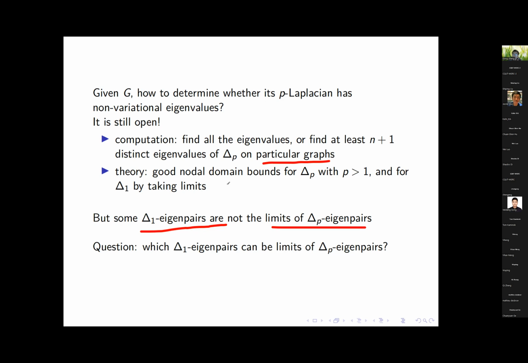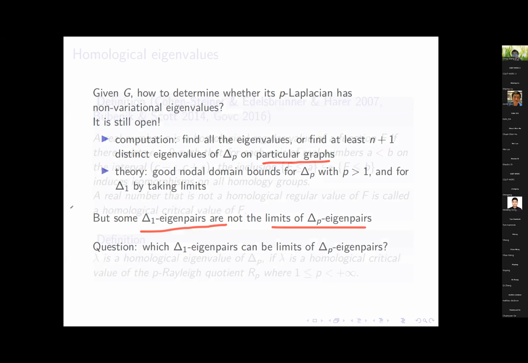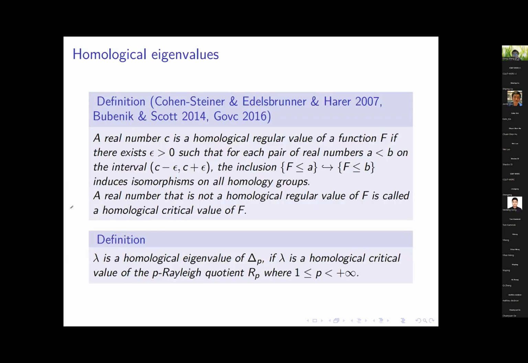And so let's say the homological eigenvalues. Basically, homological eigenvalues are obtained by considering the values of the p-Rayleigh quotient where locally there is a change in the homology group of a sublevel set. Formally, lambda is a homological eigenvalue of the p-Laplacian if lambda is a homological critical value of the p-Rayleigh quotient. So what do I mean by homological critical value?